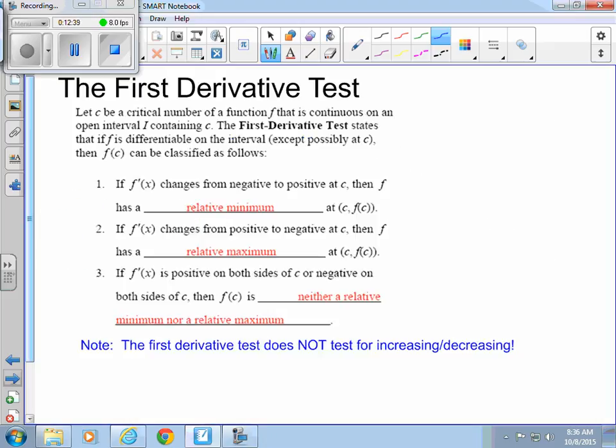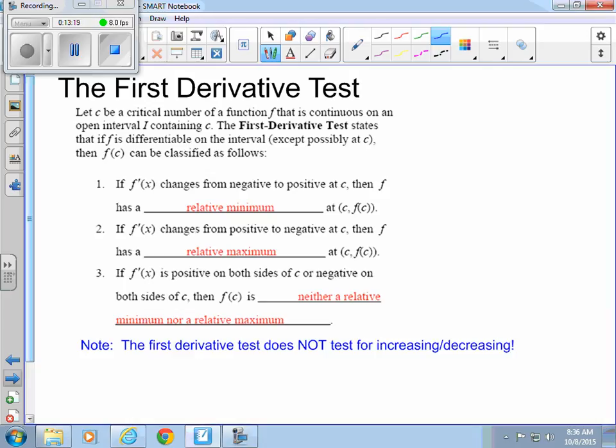You don't have to write this entire thing down, but this is called the first derivative test. The first derivative test is how you test to see if the critical point is a maximum or minimum. You already have it written down on the summary. I just want you to know that formally it's called the first derivative test. So the first derivative test says, let c be a critical number. So we've got a critical point, which means we've got a derivative that's 0 or undefined. The first derivative test states that if f is differentiable on the interval except possibly at c, and the reason we say maybe not at c is because we know it could be an undefined critical point, then f of c can be classified as follows.